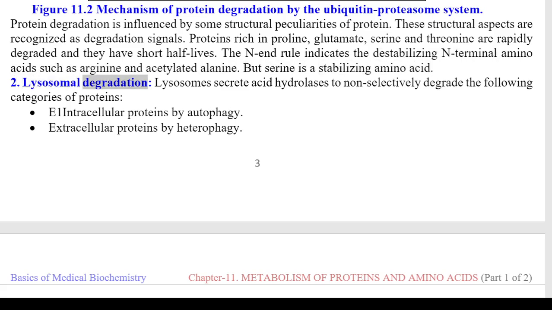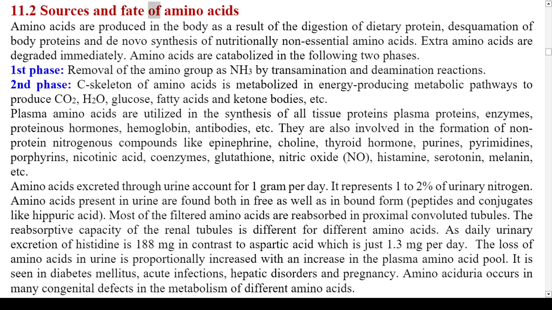2. Lysosomal degradation. Lysosomes secrete acid hydrolases to non-selectively degrade the following categories of proteins. Intracellular proteins by autophagy. Extracellular proteins by heterophagy. 11.2 Sources and fate of amino acids. Amino acids are produced in the body as a result of the digestion of dietary protein, desquamation of body proteins and de novo synthesis of nutritionally non-essential amino acids.